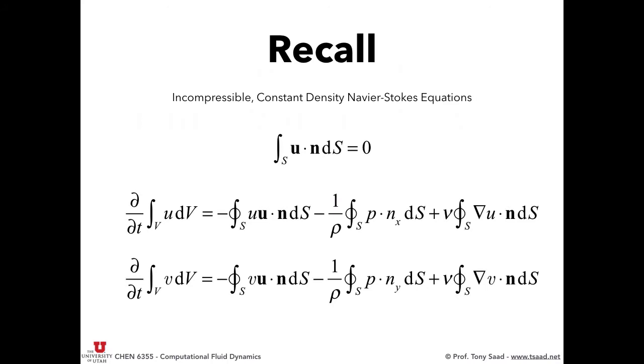So d dt, the integral over the volume of u dv, is minus the convective flux, and then pressure gradient, and then diffusive flux. So now these are identical to the differential formulation. So really, this is a div uu, and this is a grad p dot n, and this is a del squared u. Okay? If you don't, you can show this to yourself. You use the divergence theorem, go backwards from the surface to a volume integral.